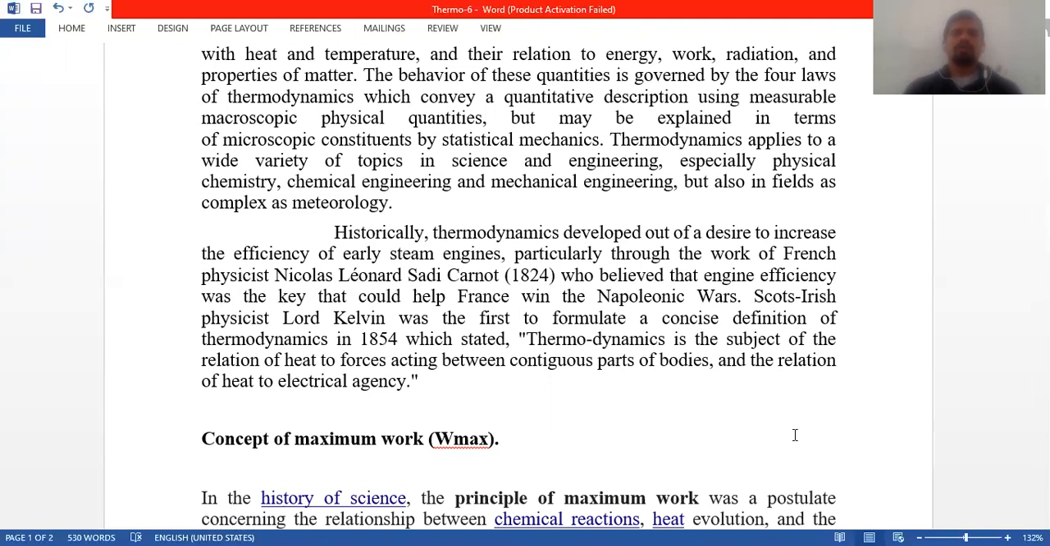The Scots-Irish physicist Lord Kelvin was the first to formulate a concise definition of thermodynamics in 1854, which stated that thermodynamics is the subject of the relation of heat to the forces acting between the contiguous parts of bodies, and the relation of heat to electrical energy. So that is the introduction.